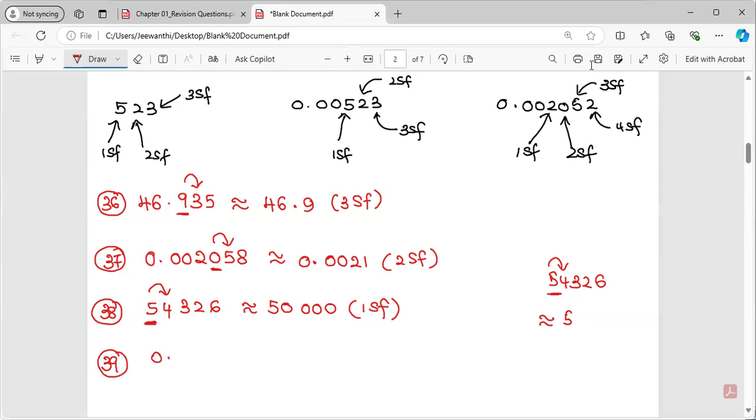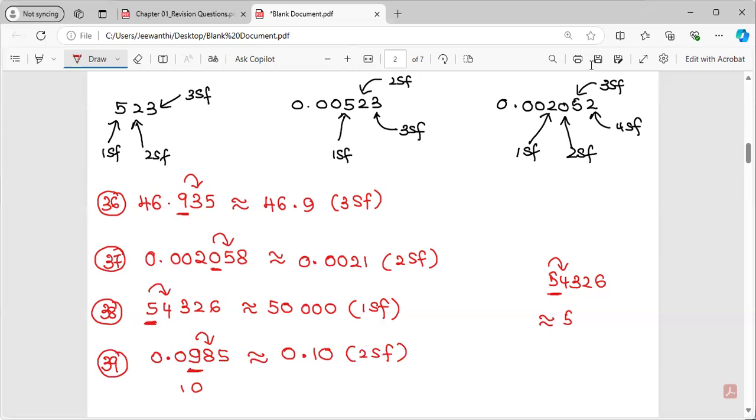And the next one, 0.0985, to the first significant figure. So this is the first significant figure. You look at the next number. It is more than 5. So what will happen? The 9 becomes 10. So you put 0 here and this 1 here. So then I write 0.1, 0.1 with 1SF. Always keep this in your mind.